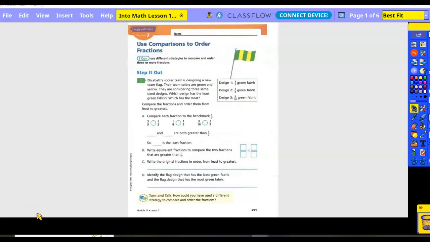Elizabeth's soccer team is designing a new team flag. Their team colors are green and yellow. They're considering 3 same size designs. Which design has the least green fabric? Which has the most? Compare the fractions and order them from least to greatest.